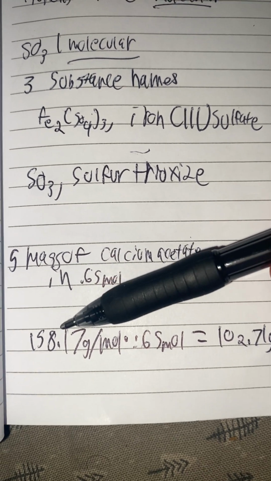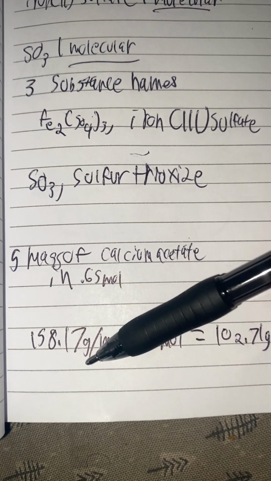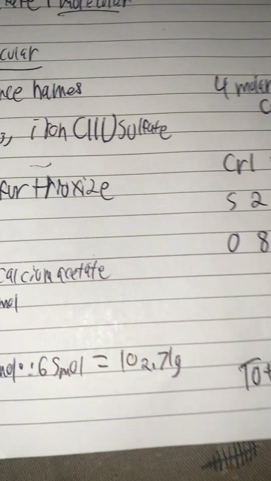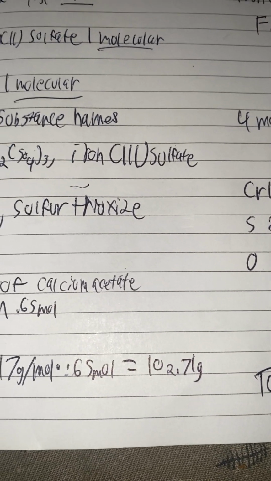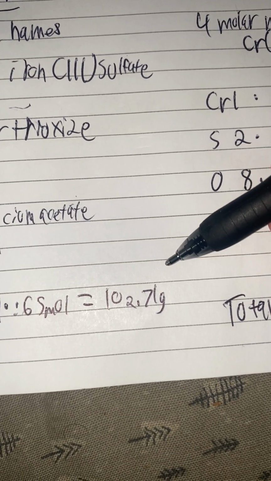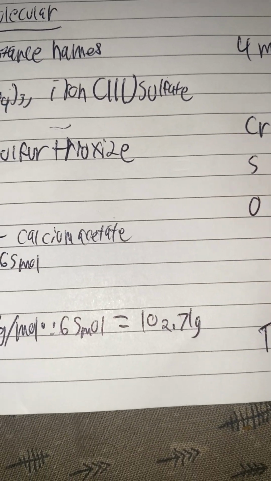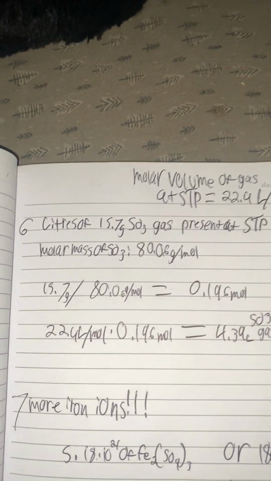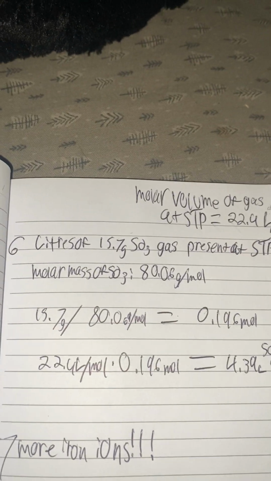So we multiply the molar mass times the amount of moles present, and we would receive 102.71 grams. This is the amount of calcium acetate that will be present in 0.65 mole. And now I'm going to be moving on to even more math.